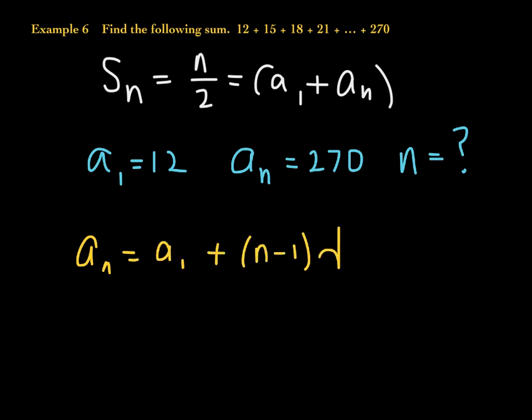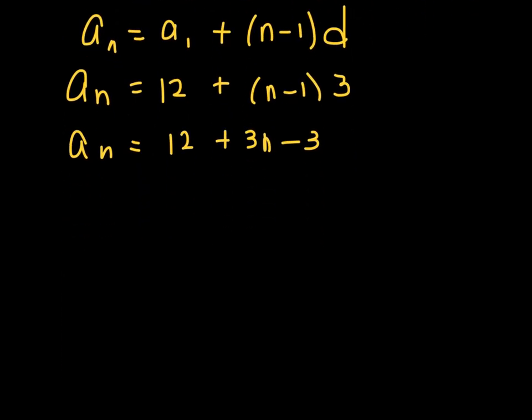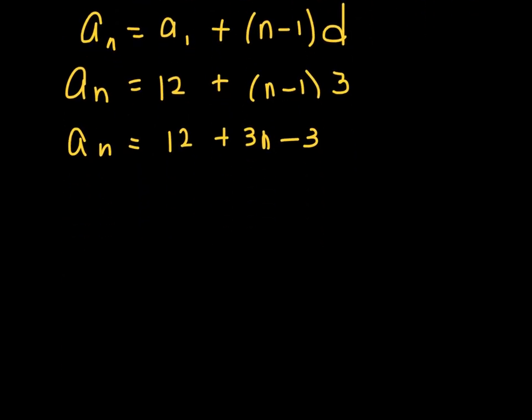All right. What we can do is plug in 12 for a sub 1. We can plug in 3, which was the common difference that we found earlier, for d. So this leads us to 12 plus 3n minus 3. Let me move this down further. And then this leads us to a sub n is equal to 3n plus 9.